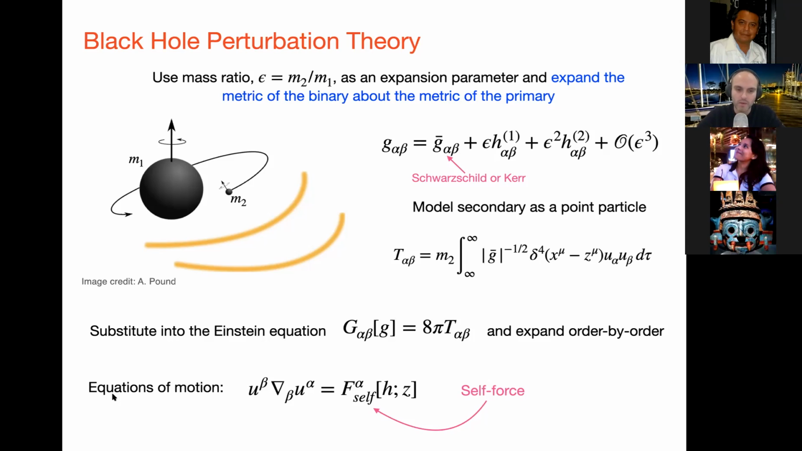And the equations of motion of this secondary around the primary, at leading order would be geodesic motion, but then once you start including back reaction from these metric perturbation terms, you start finding a forcing term appears on the right-hand side of the geodesic equation, which we refer to as the self-force. So I'll explain what that is now.